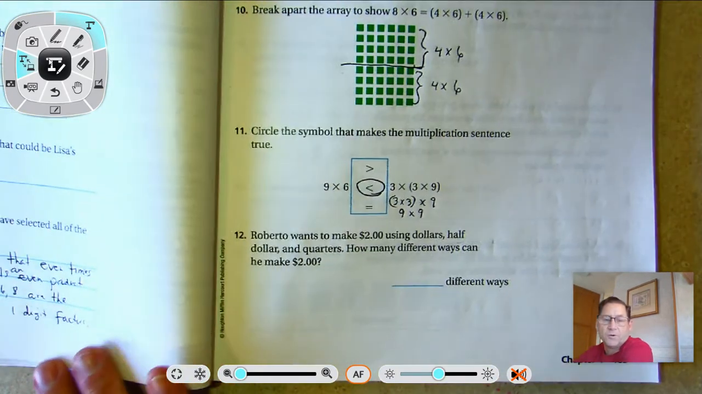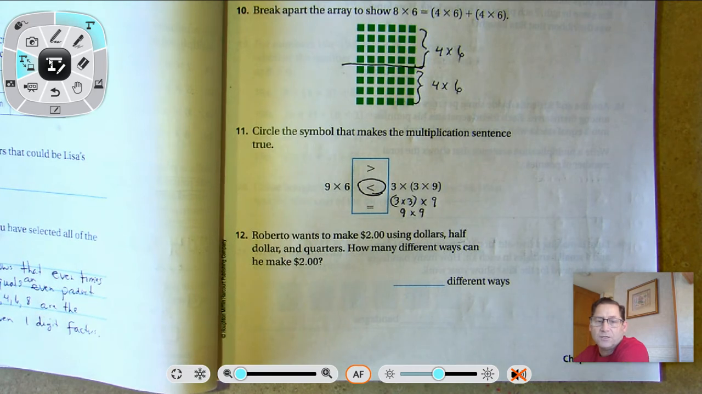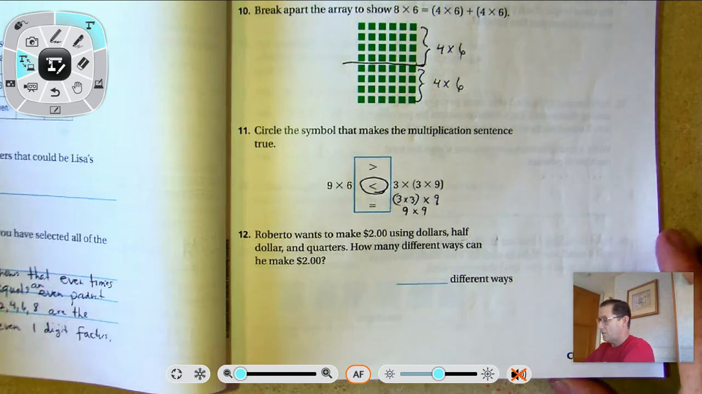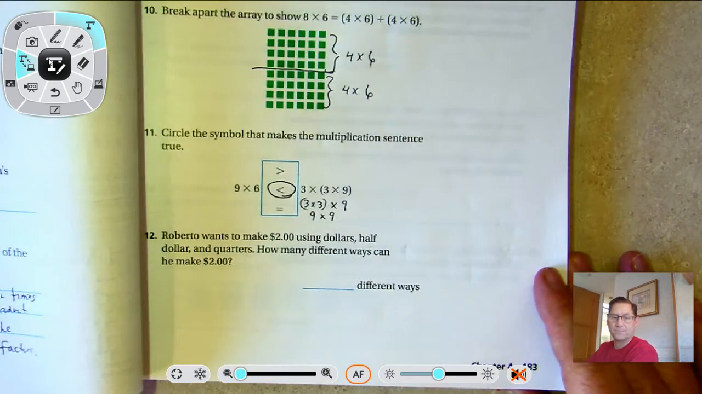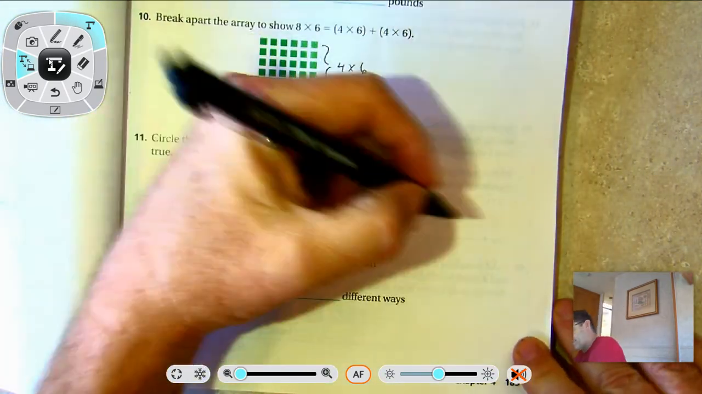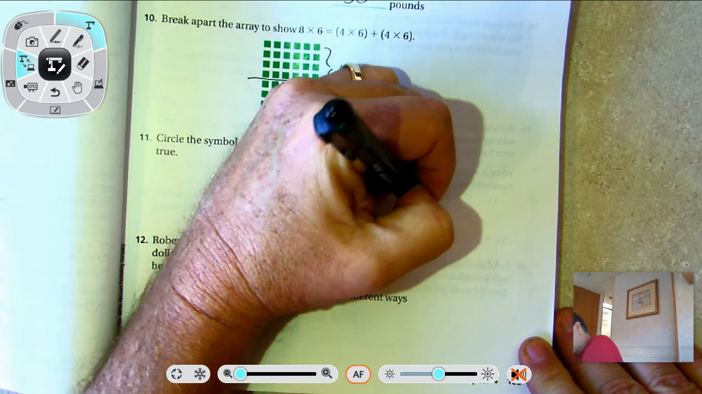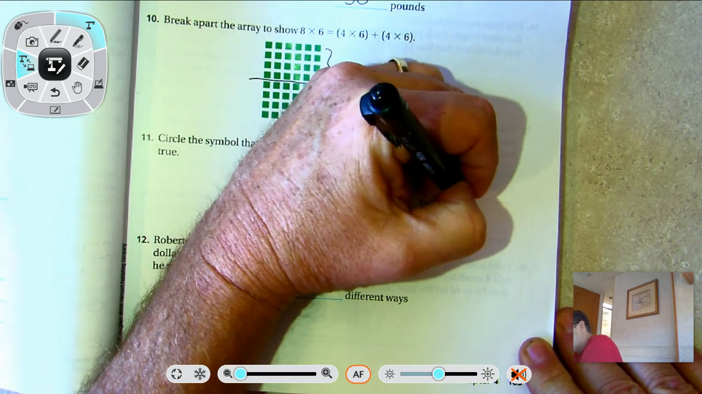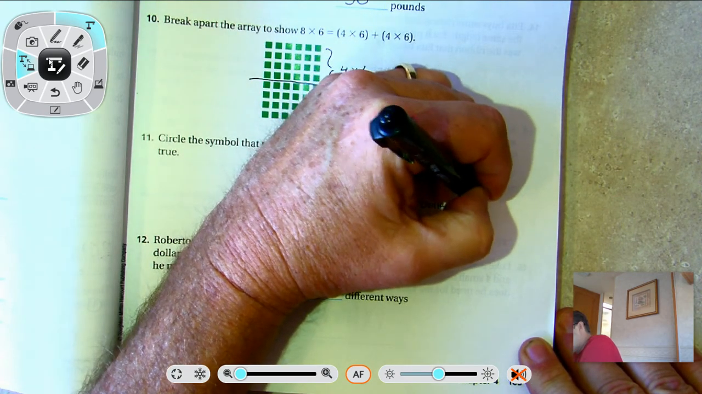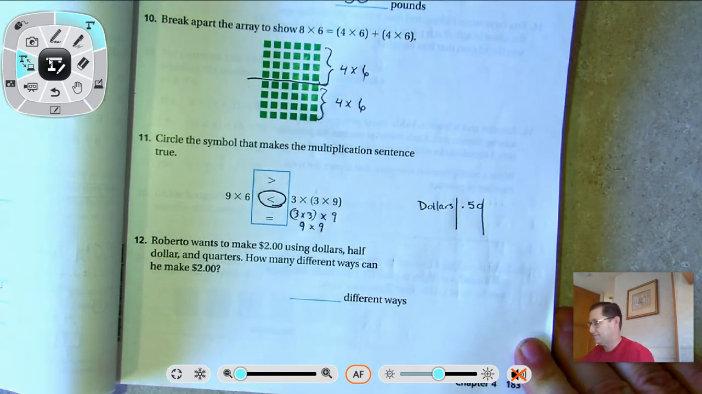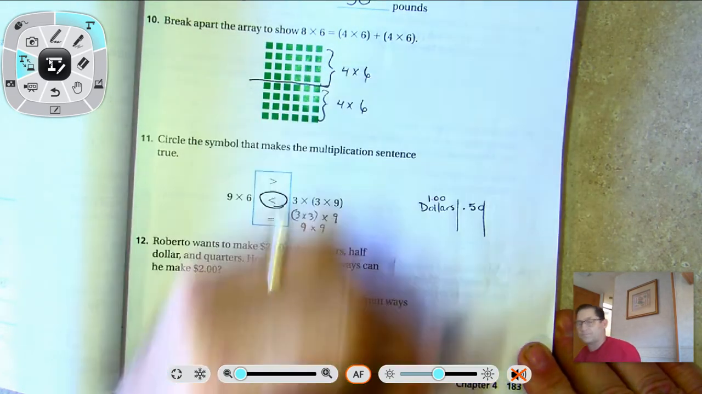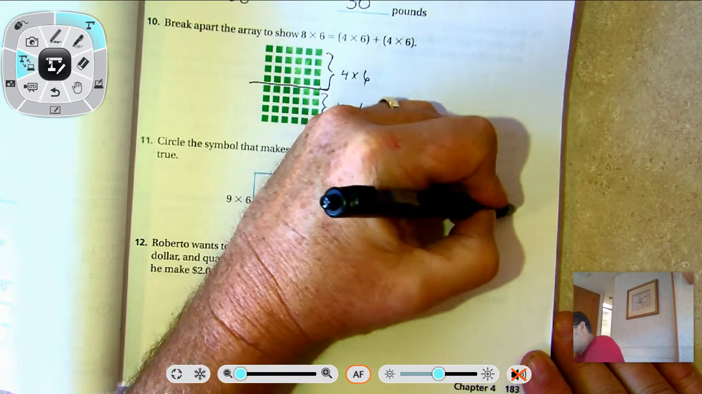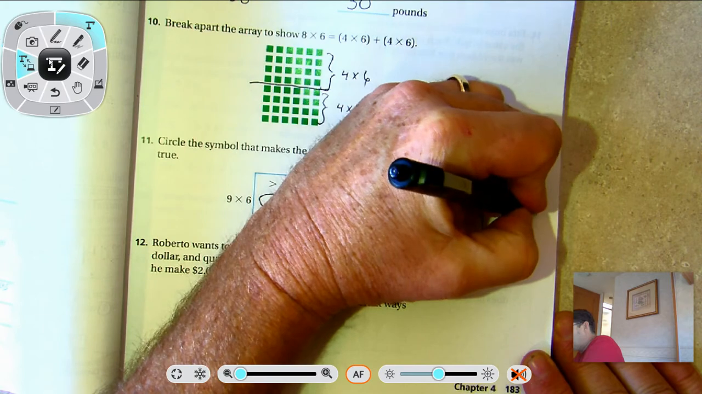Number 12. Roberto wants to make $2 using dollars, half dollars, and quarters. How many different ways can he make $2? Okay, so we're going to use a table on this one as well. Okay, so he's going to have dollars. Let's make sure we have enough space. Dollars, half dollars are 50 cents. And what else does he have? He has quarters, and quarters are 25 cents. Okay, and so his total has to be $2.